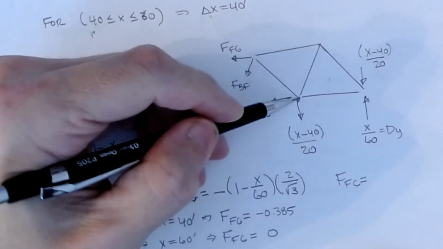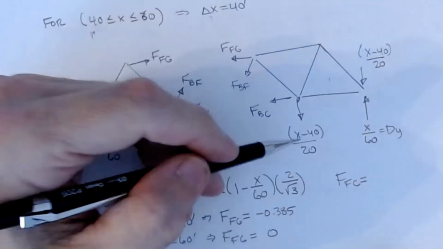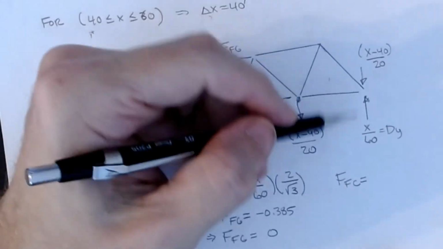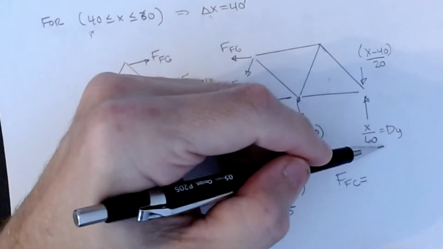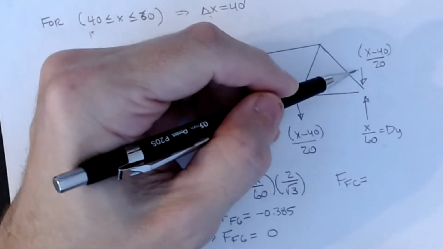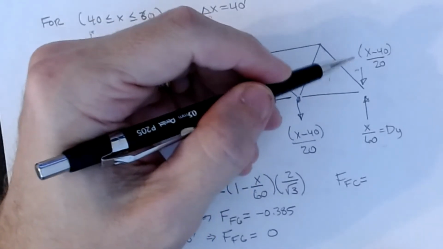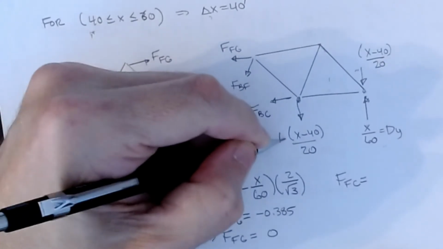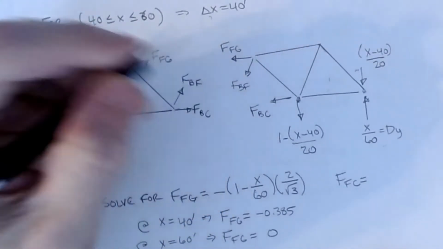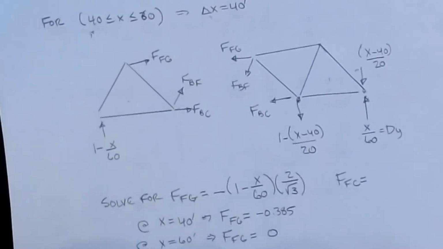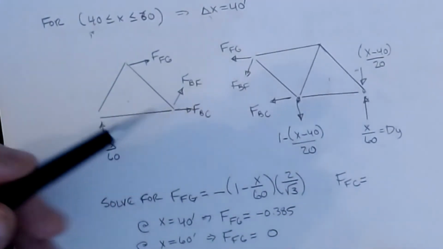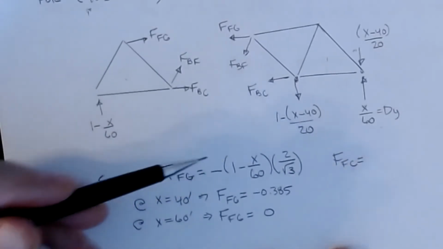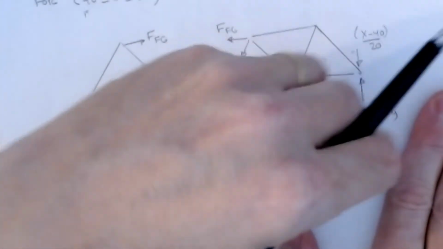So at the left end, it is x minus delta x, where delta x is 40, so x minus 40 over 20 gets me that one. And then I have x over 60 as the reaction at D, but I also get that second load here, x minus 40 over 20, for the reaction here. And that should be a 1 minus that value. And so we go through, and if you do your algebra, this is the equation for FFG.